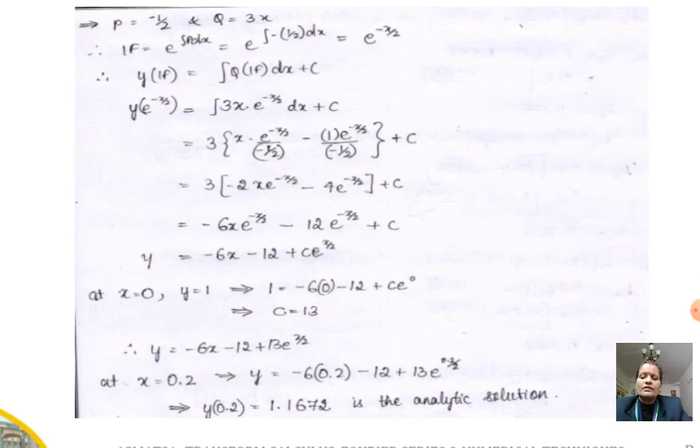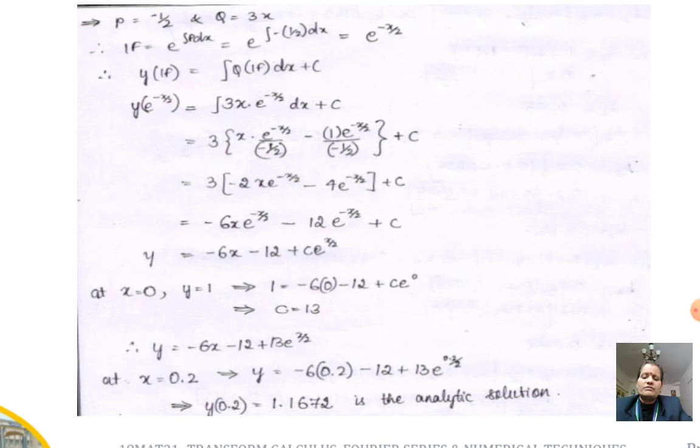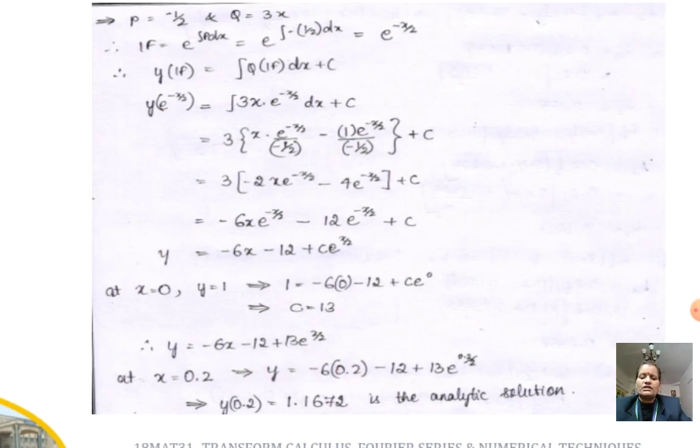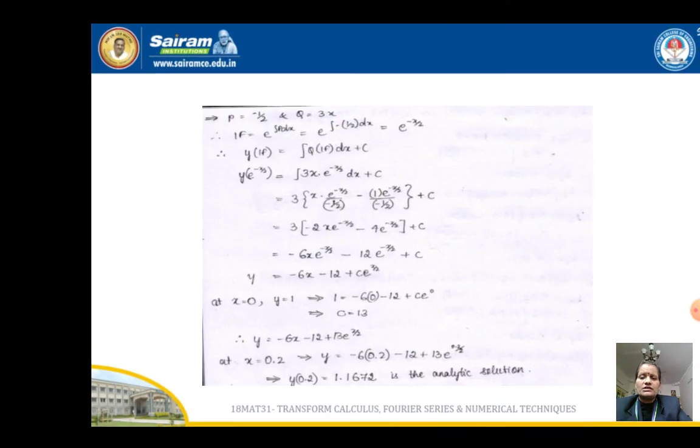So now y is given by, let us replace the value of c in the y equation. So we get minus 6x minus 12 plus 13 e power x by 2. Now let us put x value as 0.2. So on simplification of all that, we are getting 1.1672. This is the analytical solution.